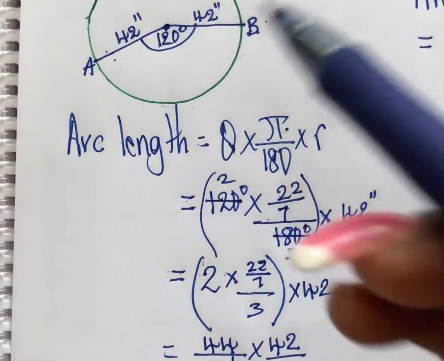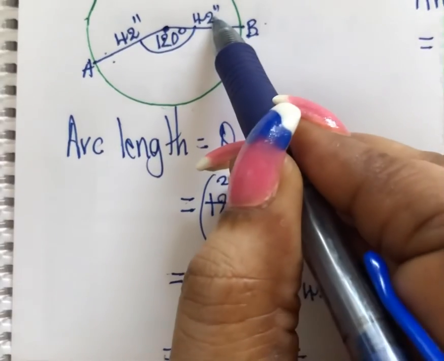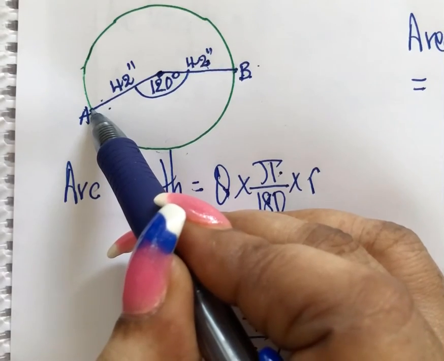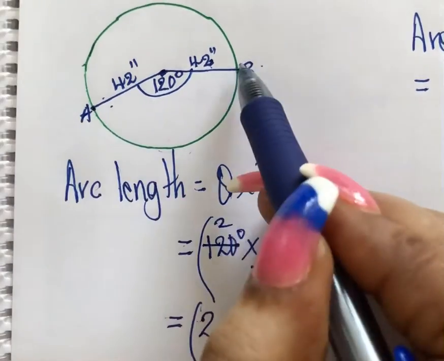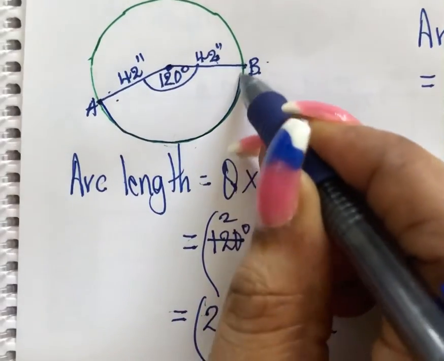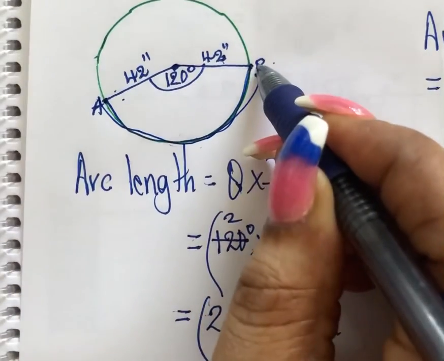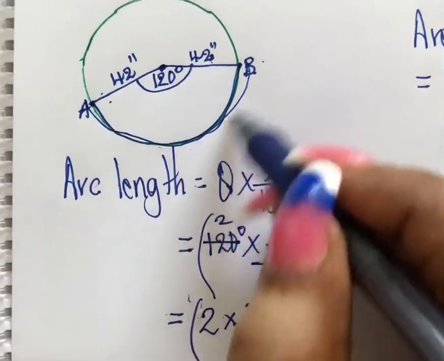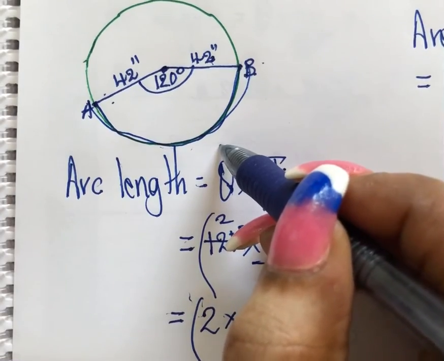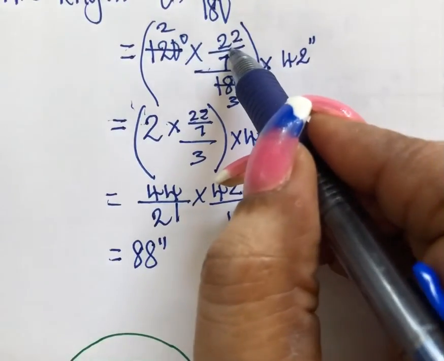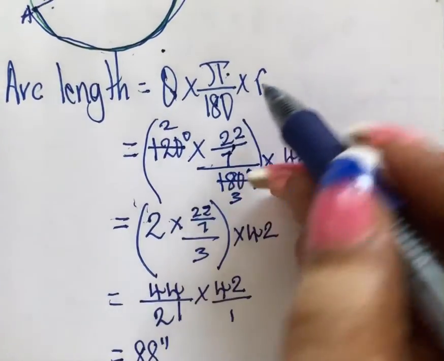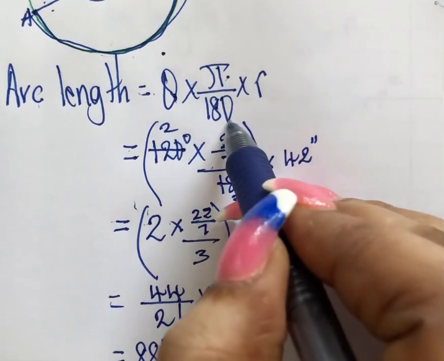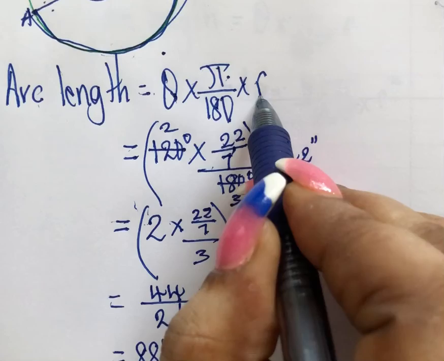So our first step, we use the words given. The question says that the radius is 42 inches. So if this is 42, then that must be 42. Okay, and the arc is AB. This is my arc, and it's the minor arc as well. And the question also said to calculate the length of AB, the arc AB. And they wanted me to use pi as 22 over 7. The arc length formula says theta multiplied by pi divided by 180 multiplied by r, my radius.